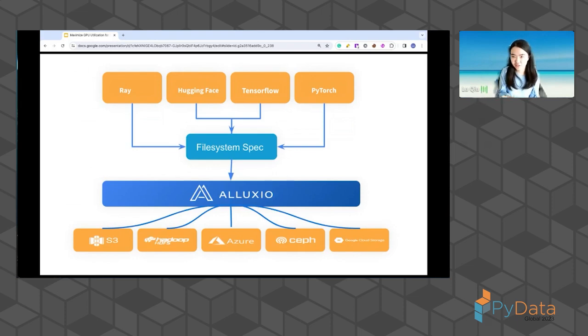There are many cases where they just don't need PyArrow. They just want to load a data set or load a model from a random storage system, and they directly use File System Spec to do that data fetching and accessing.